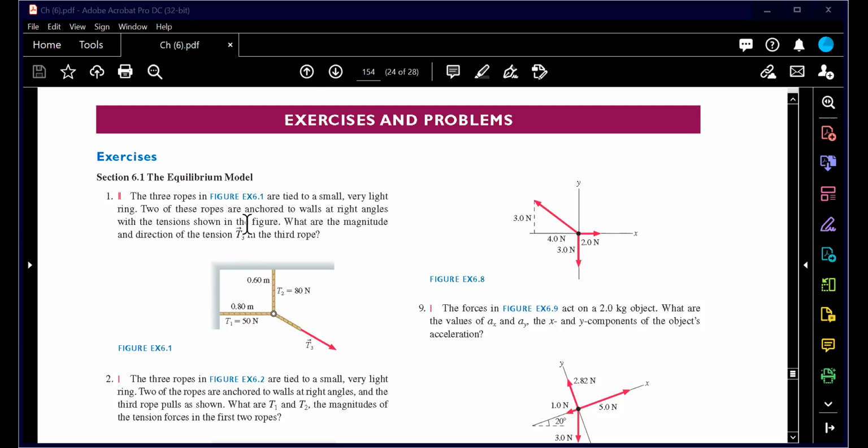And so looking at this figure, we've got 2 ropes that are, like I said, at right angles. T1 has a magnitude of 50 newtons. T2 has a magnitude of 80 newtons, and they're at right angles. The lengths of them don't matter so much, but let's practice drawing a free body diagram with this. So I'm going to hop on to the whiteboard, and we're going to start drawing this stuff out.